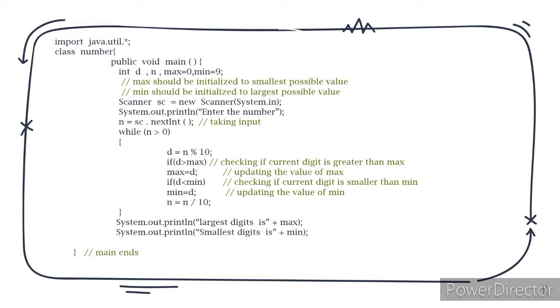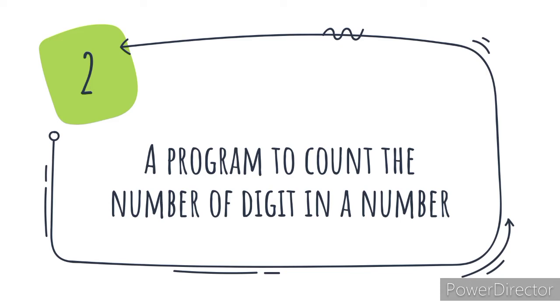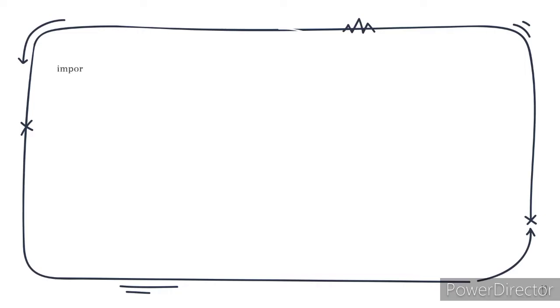At the end, we can just print the largest digit as max and the smallest digit as min. The next program is to count the number of digits in a number. The process is the same. We take a class. The class name is count.